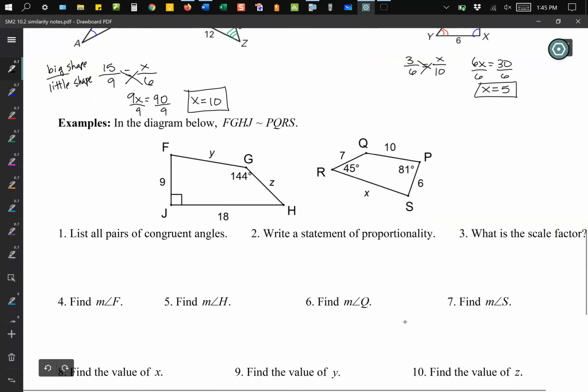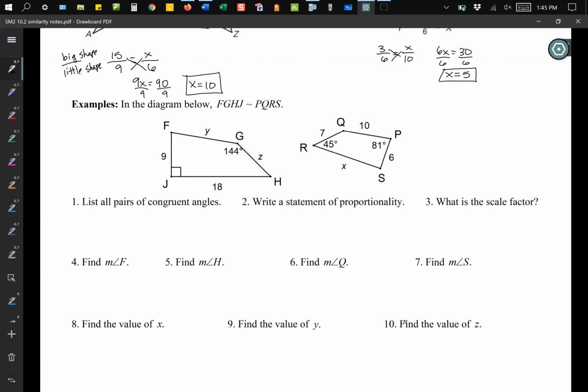Okay, this one is one where I really need marks. This rotation makes my head hurt. If I didn't mark the angles according to the order of the letters, I would definitely get things wrong. So I look at the order. F and P are the first letters. So F and P are the same. Well, I know how big P is. P is 81 degrees. That tells me that F has to be 81 degrees.